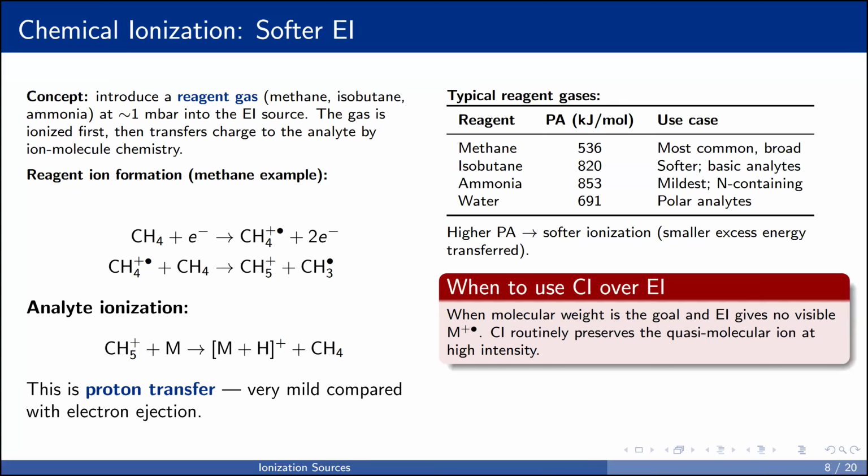CI is the right choice when EI gives you no molecular ion and you need to know molecular weight. Historically, it was the go-to soft method for GC-amenable compounds. Today, for most analytes, APCI and ESI have largely replaced CI, but CI is still standard equipment on most standard GC-MS instruments.